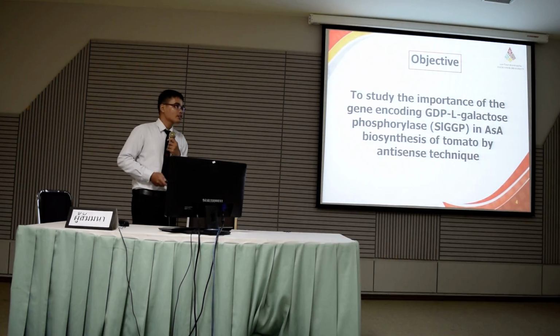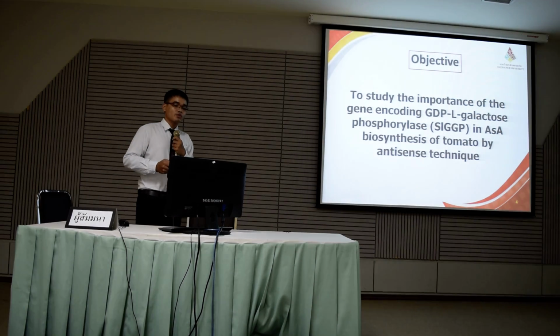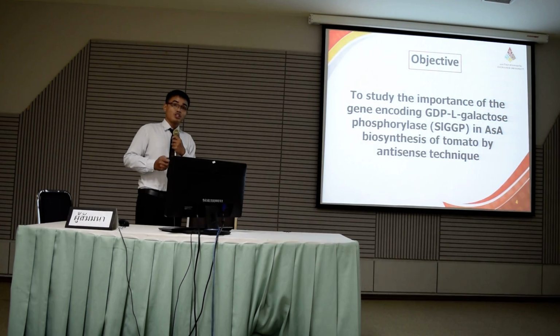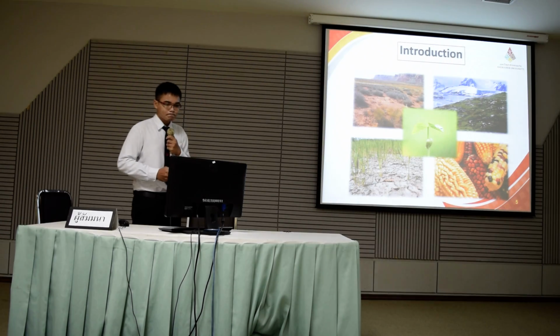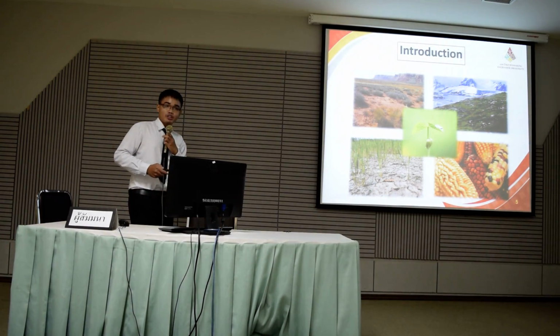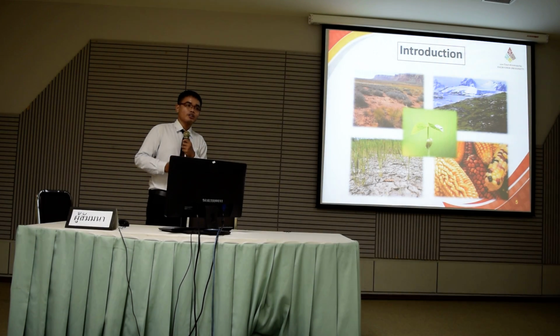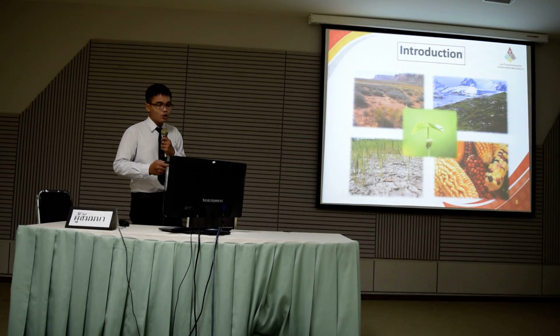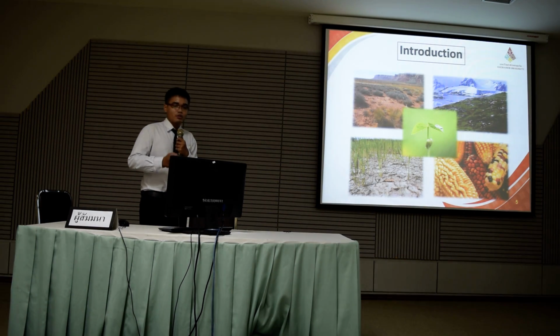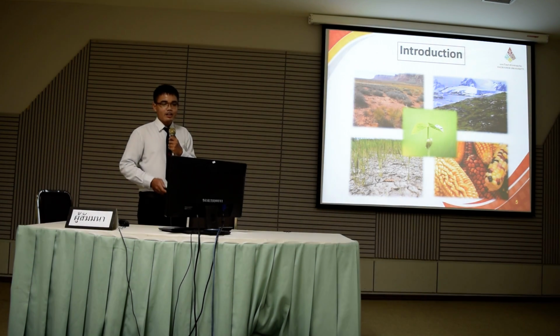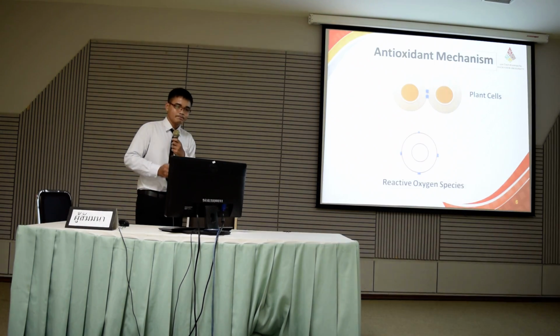In this study, a group of researchers would like to study the importance of GDP-L-galactose phosphorylase in tomato by the antisense technique. The changing of temperature severely affects growth and quality of plants. When the plants were exposed to high or low temperature, reactive oxygen species are generated. Consequently, the plant cells are damaged.